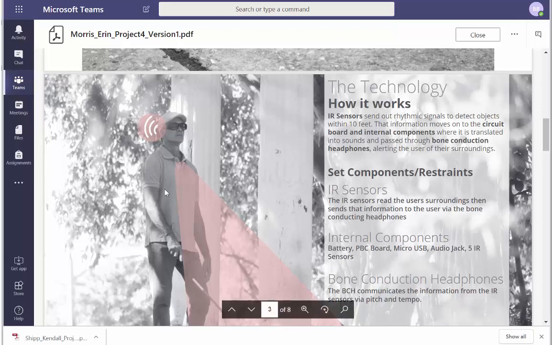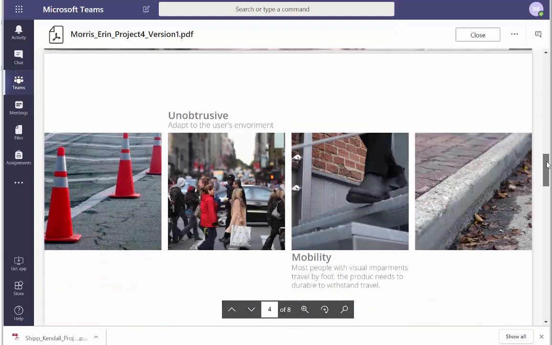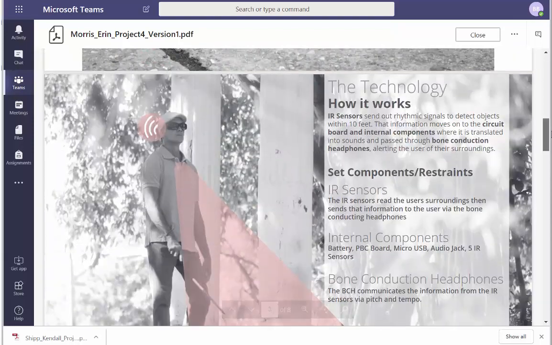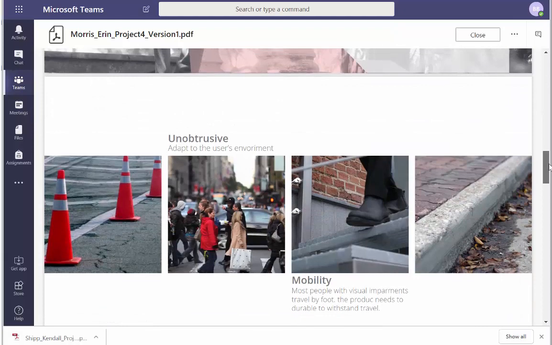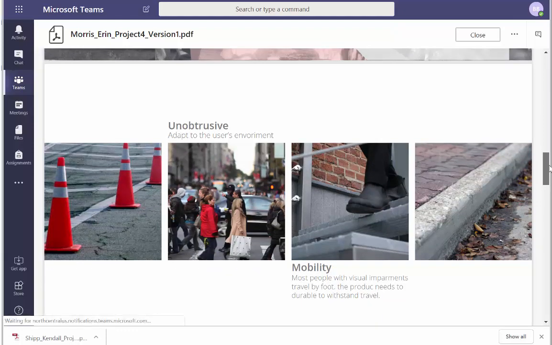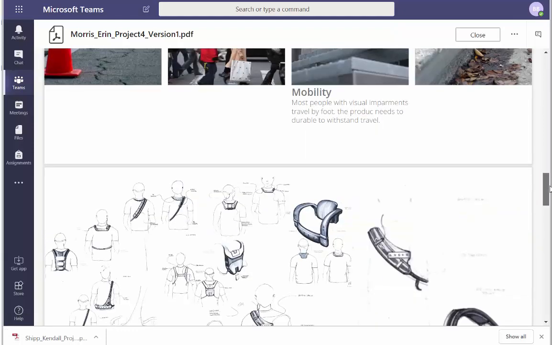I like how you show me what this system does, but I also need to see it. What's unobtrusive? What is mobility? Like, our users need a solution that is unobtrusive and offers extended mobility. That makes more sense than just saying unobtrusive and mobility.